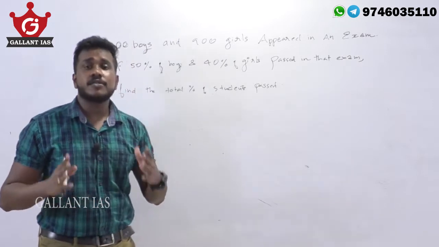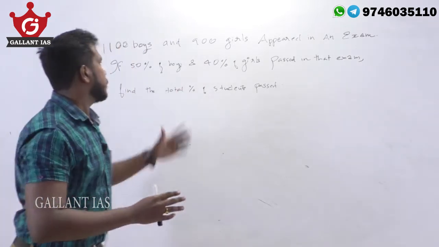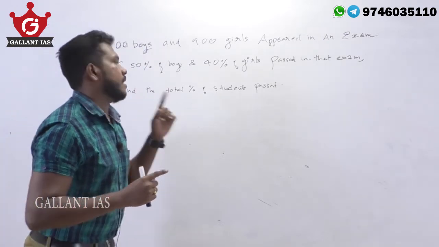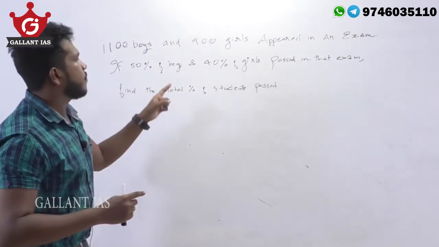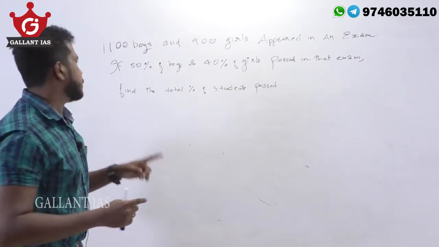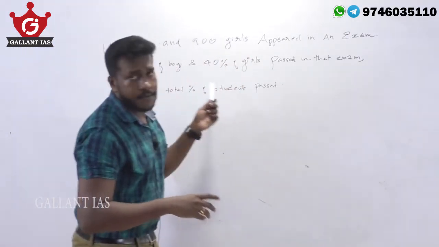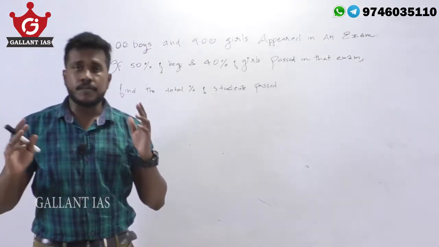So today we are going to deal with another CSAT question. Now check the question. If 1100 boys and 900 girls appear in an exam, if 50% of the boys and 40% of the girls passed in that exam, find the total percentage of students who had passed. So this is a very simple question and the question is actually based on percentage.